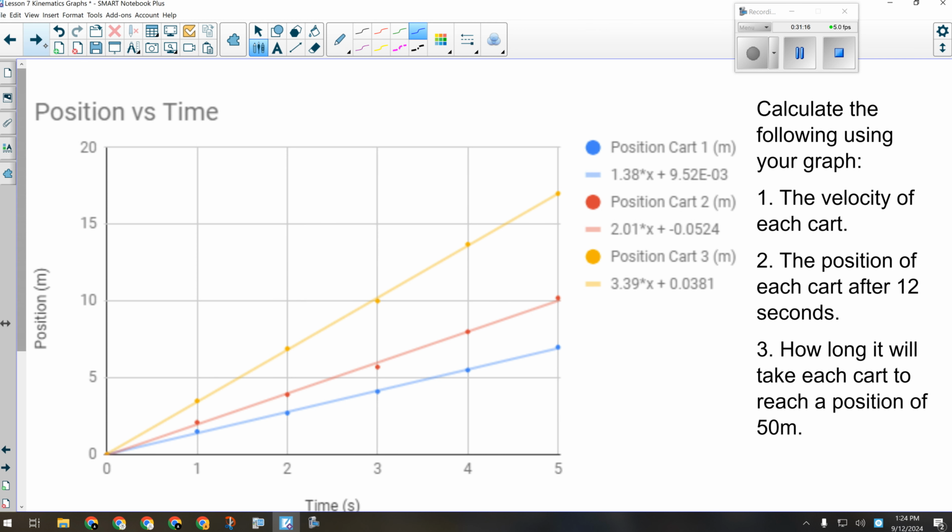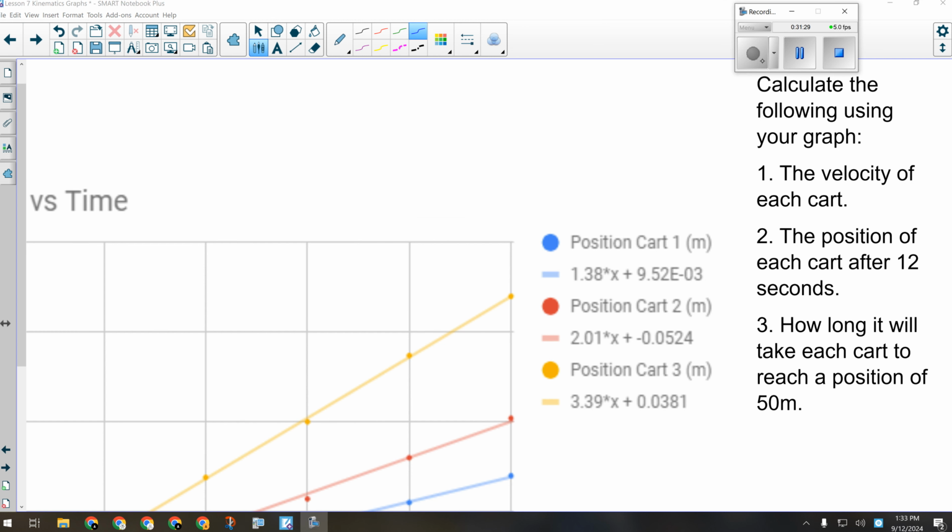All right. I want you to answer those three questions for each of the carts on that graph. Why will it take next to no time at all to do that?